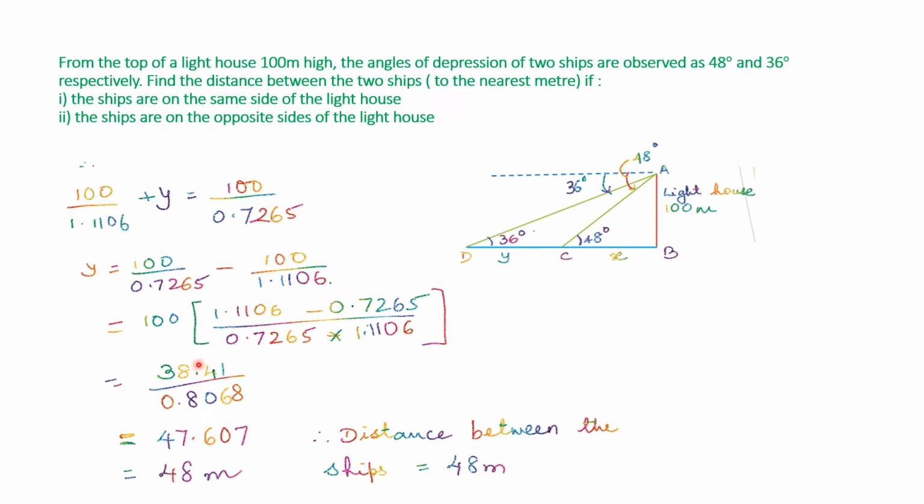I have taken 100 common, you may or may not, and this is how you get the distance between the ships to be equal to 48 meters. You are rounding it off because he has asked you to the nearest meter. So nearest meter, 47.607, you get 48 meters.